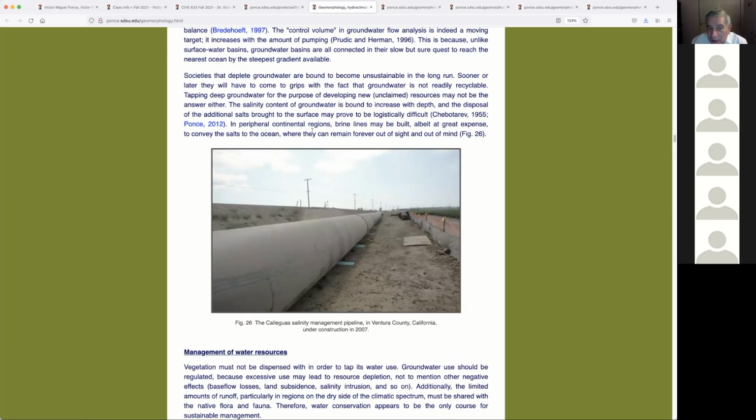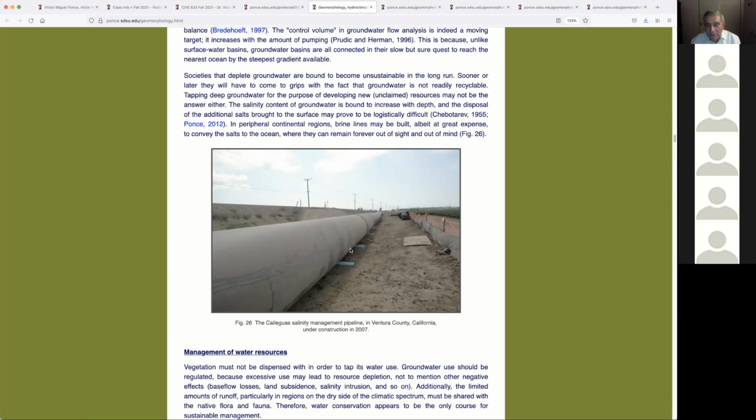In peripheral continental regions, brine lines may be built, right? You can build a brine line like this one. This is the Calleguas Salinity Management Pipeline in Ventura County. In Ventura, north of here, about 3 hours from here. It was under construction in 2007. I was there and I was lucky to take this picture of the pipe under construction.